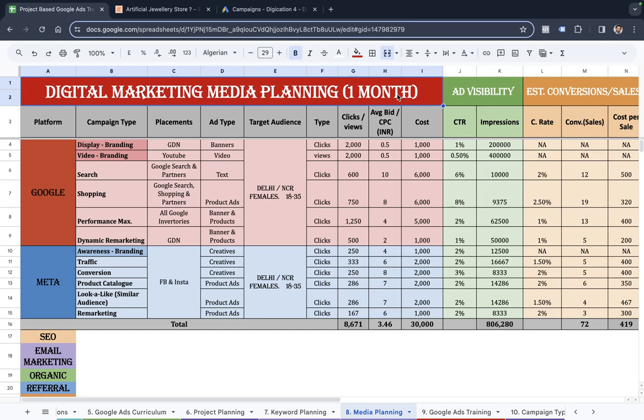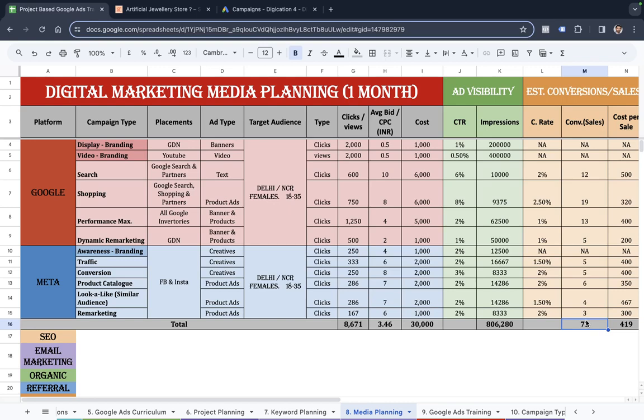Now, the reason why it's important is because in media planning, we start with deciding the platforms for that particular project. We also decide how many campaigns, or what kind of campaigns, we're going to run throughout the month. We decide the placement, ad types, target audiences, click types, and also what is the cost that we are spending for each and every campaign. We also get the total number of impressions, which means how many people are going to see our ad throughout the month. And finally, we talk about generating the sales for that project.